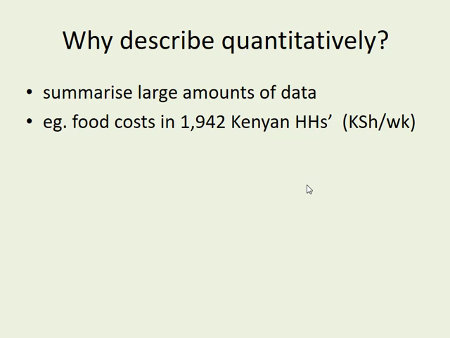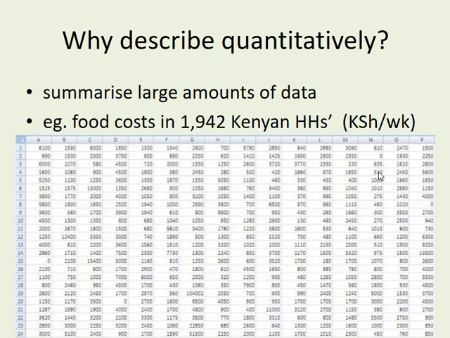Well, one way is to summarise large amounts of data. So here's some data from a World Bank survey on Kenyan households looking at food expenditure per week in the household. And there's 1,942 households. So there's some of the data. So here, household number 1 spent 6,100 Kenyan shillings per week. Household number 2, 1,590. So it could be a smaller household, or they just didn't eat so much, or they grew their own food. 8,000 here, 1,000 and so on.